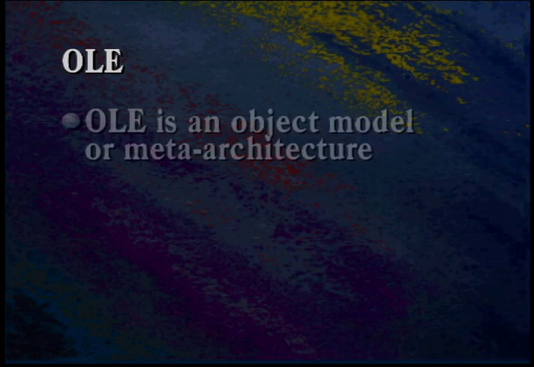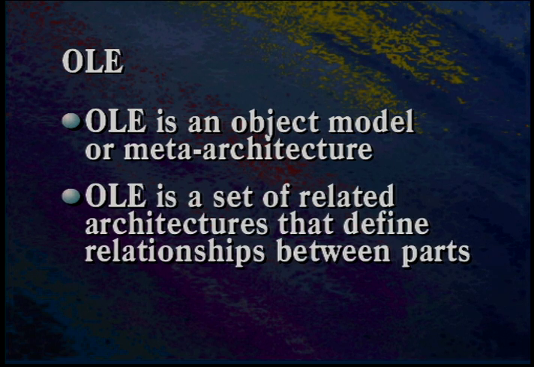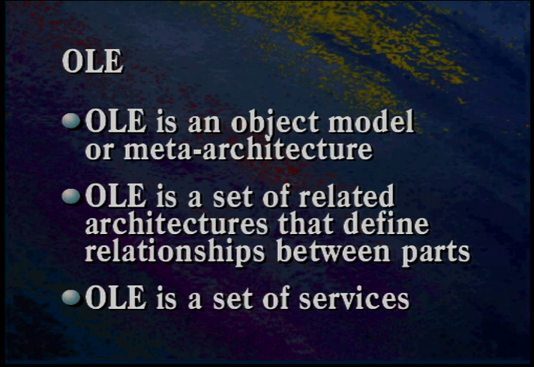So, OLE provides an object model, which is a kind of meta-architecture, and it provides a set of related architectures that define relationships between objects. And it provides a set of services that can be used in the collaborations that take place in those relationships. I'll talk about each of these.